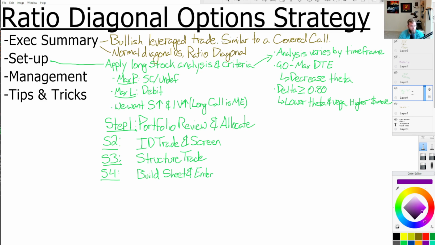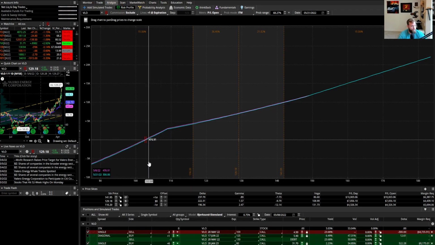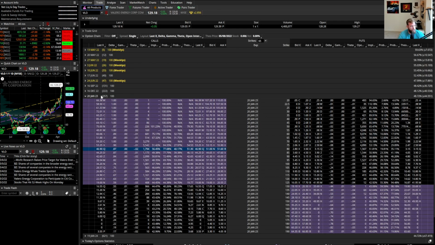We already talked about the executive summary, what the strategy is. So for the setup, essentially, we're going to be applying whatever long stock analysis criteria you typically apply to your long stock positions. Now, the criteria and the analysis is going to differ by time frame, because for the long call side of the trade, which is kind of like the base of the trade, I go anywhere from 90 days to expiration out to the max allowable. In the case with VLO, you'll notice that I was out to 20 Jan 23. So if we pull up the options chain, you can see that that was 257 days out.